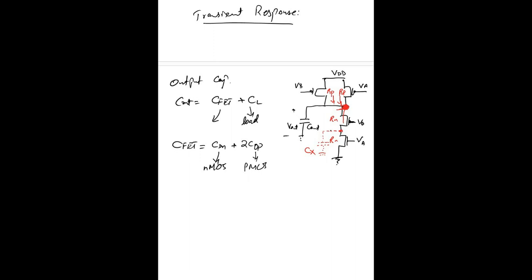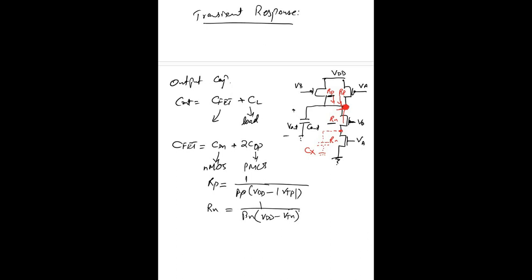And the resistance of our PMOS and NMOS can be represented by: RP will be equal to 1 over beta P times VDD minus VTP, and also Rn is represented by 1 over beta N times VDD minus VTN. So these are the values for the resistances of our PMOS and NMOS. The Rn and Rp represent the channel resistance of our MOSFETs.